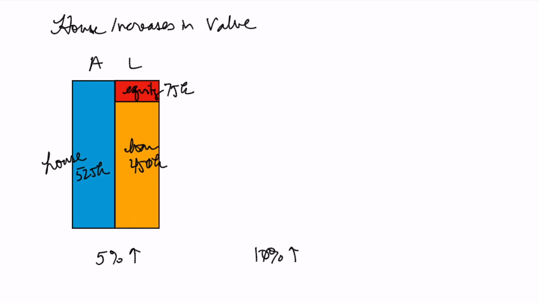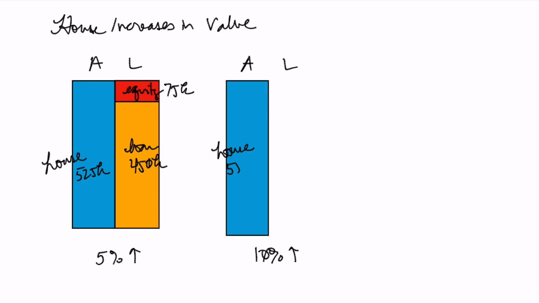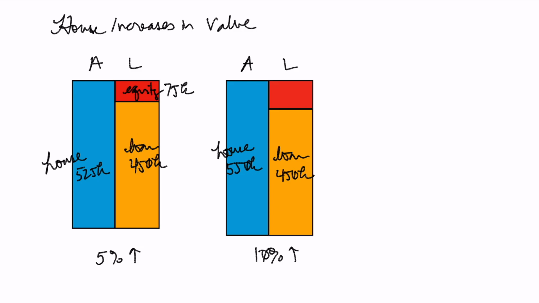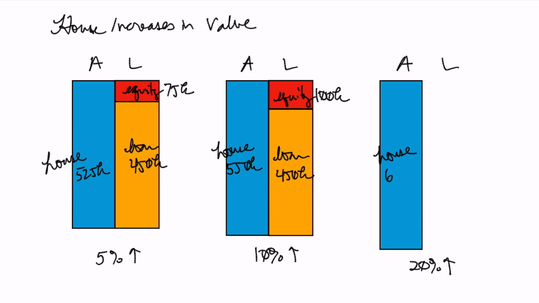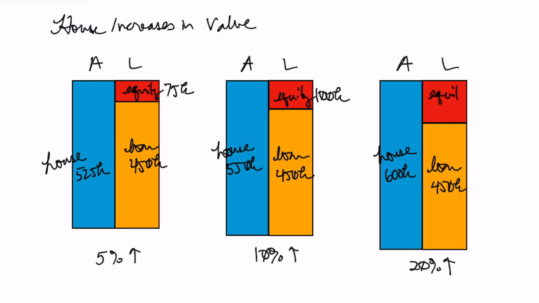For a 10% increase in house price, your equity would increase to $100,000. A 100% increase. And for a 20% increase in the house value, or a house spot price of $600,000, your equity is $150,000. That's a 300% increase.